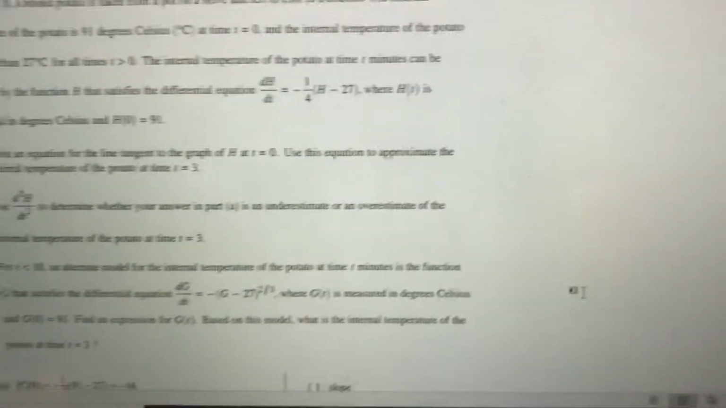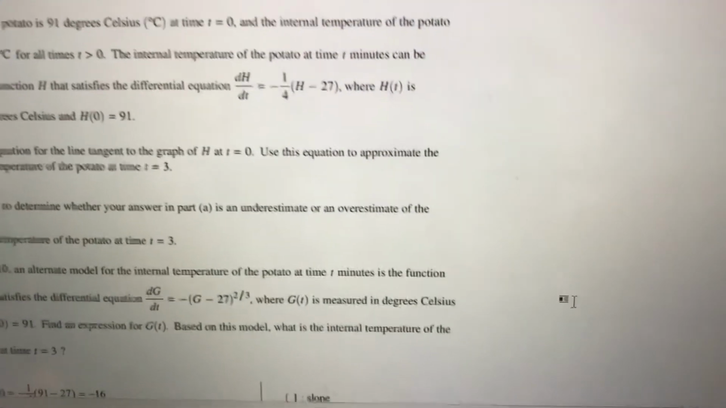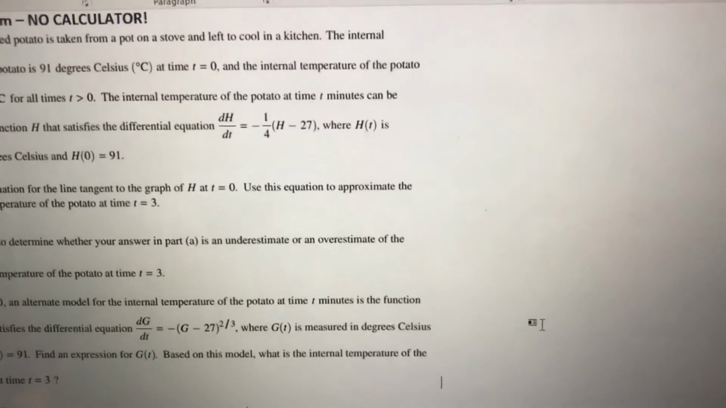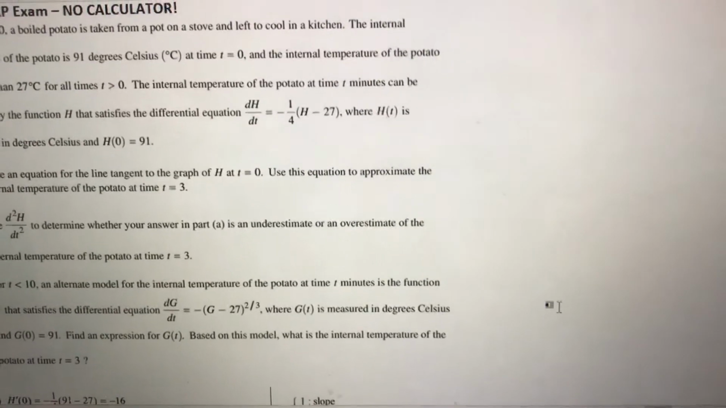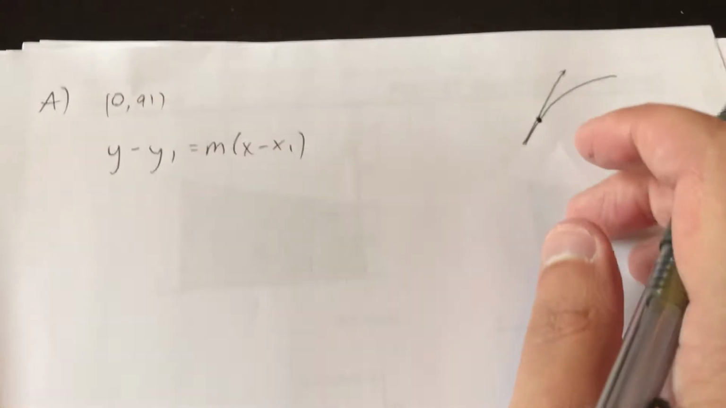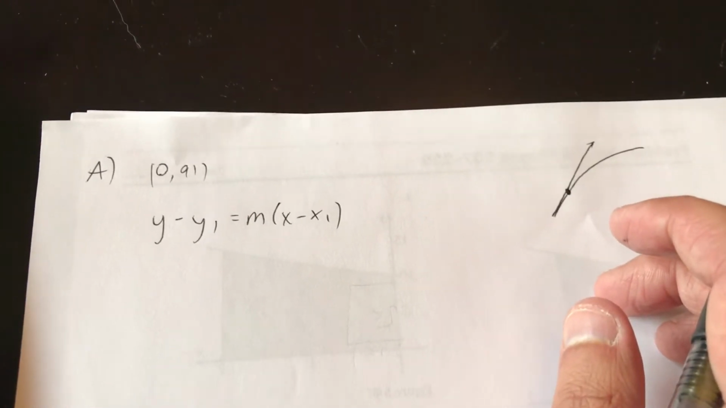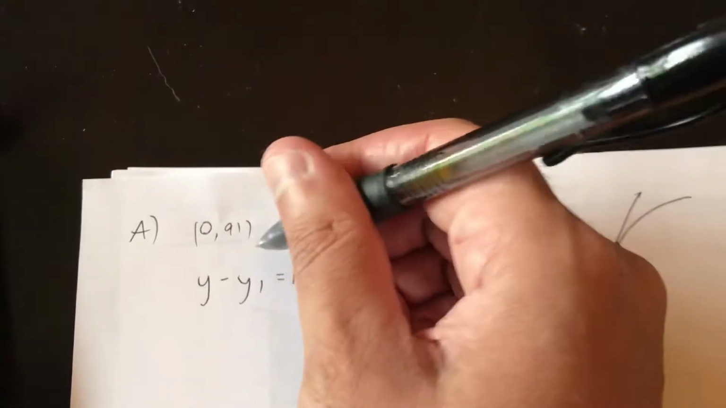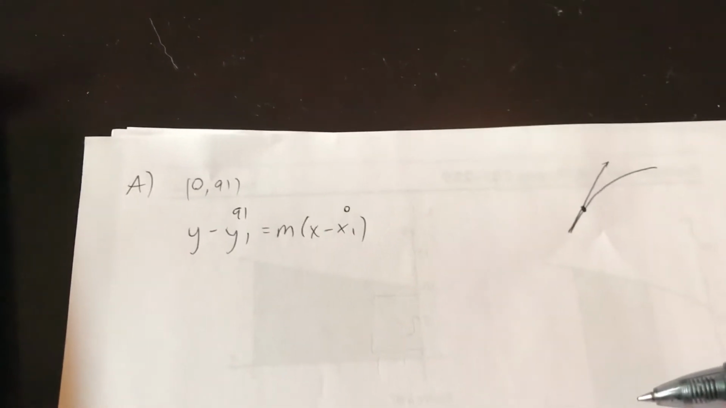So they tell us a couple of things here. They tell us that h of 0 is equal to 91, so it's got the point (0, 91) on the original curve. And we have the dH/dt equation there. So remember, when you write the equation of a line, you can use point-slope form: y minus y1 is equal to m times the quantity x minus x1. Technically, we're dealing with h's and t's this time instead. Anyway, our y value here is 91, our x value here is 0, and we can fill those in.